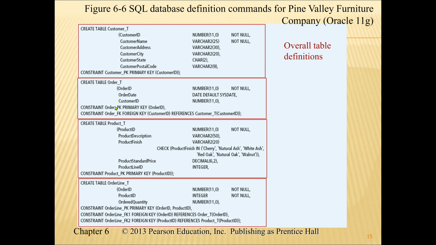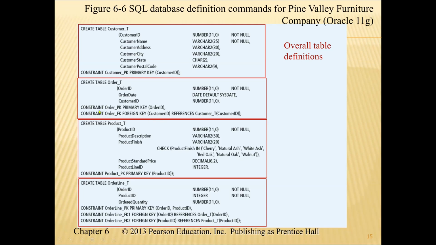So the first constraint is the same as customer T. We say constraint, the name of the primary key field, customer PK will be the name of the constraint. Then we have a primary key as the customer ID.